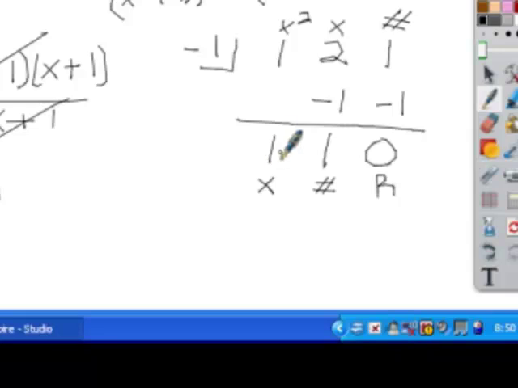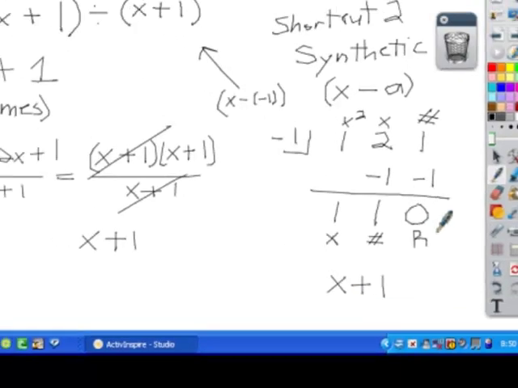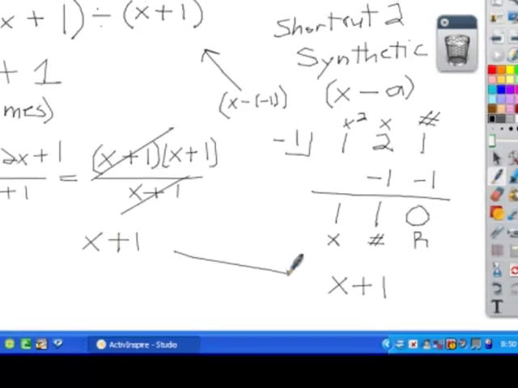So my final answer, I have 1x, which I'll just write as x, and then I have a 1 for the number, so plus 1, and no remainder. And as you can see, those two answers are exactly the same, and that's just what I expected.